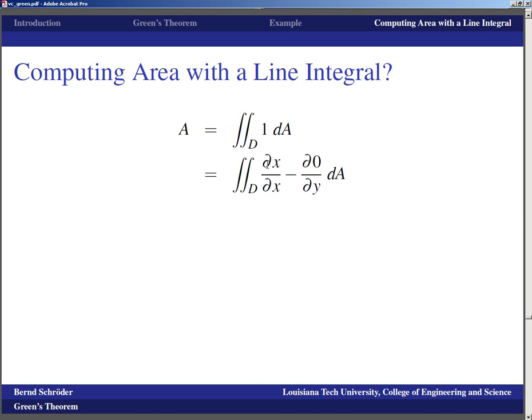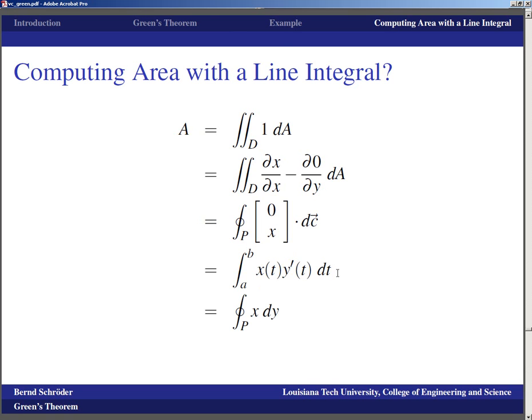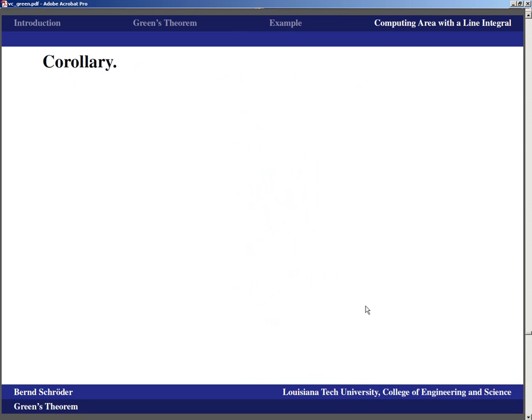But 1 can be written as dx/dx minus the derivative of 0 with respect to y, and that now can be interpreted as a Q and a P in Green's theorem, and that means this is the same as the integral over the perimeter of our region D of the vector field (0, x) dot dc, which is the same as the integral from a to b of x(t) y'(t) dt if we use a parametrization, or in the notation, which here is very prevalent, and so I'm not going to avoid it here, it is the integral over the closed perimeter of x dy.